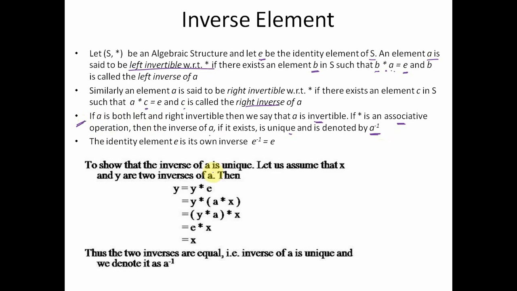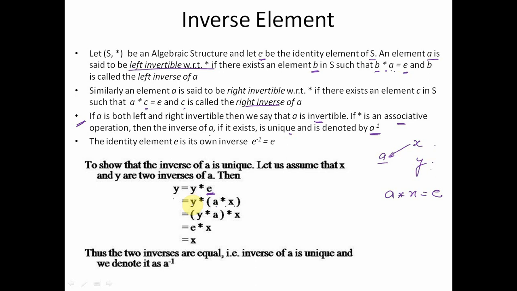Let's prove it. To show that the inverse of A is unique, let us say there is an element A and it has two inverses X and Y. Now we'll try to show that if there are two inverses X and Y, both of them are the same. Right? We say that Y is equal to Y * E, where E is the identity element. I can write it like this. Right? So E, what is E? E is A * X. Why? Because X is an inverse of A, so A * X will be E.